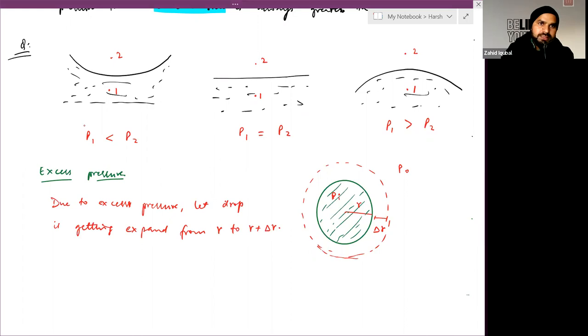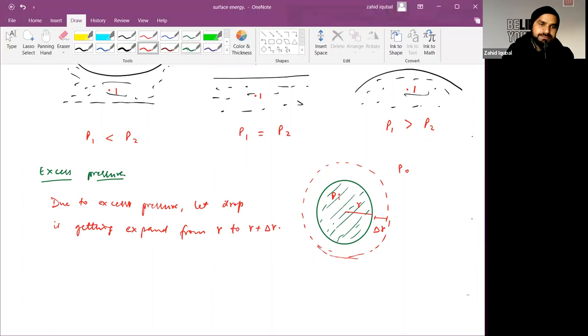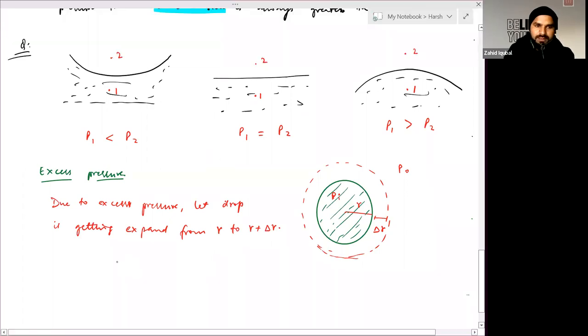So we have to calculate some relation. First, work done equals force times displacement. If you put the value of force in terms of surface tension, it will be T times L times delta A, and length into delta A will be nothing but the change in area. So it will be T times delta A. Is it clear? Yes, sir.